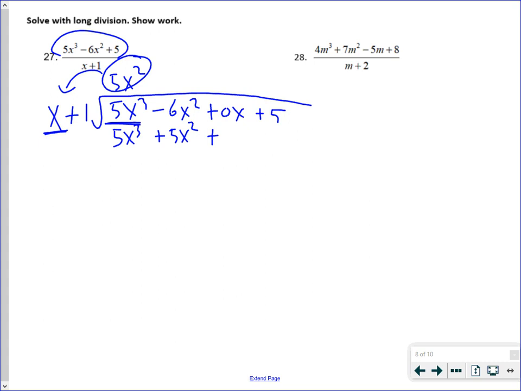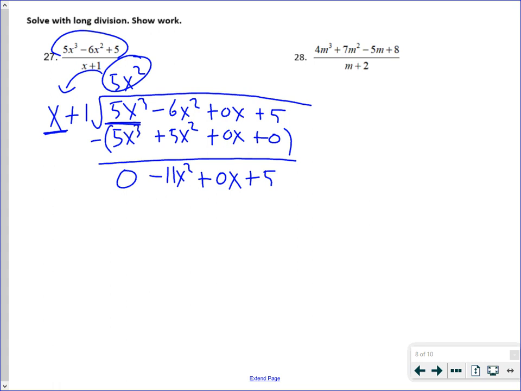And I personally just like to put in the placeholders underneath the other terms, just so I don't forget to bring it down. And we're going to minus the first polynomial with the second one. 5x cubed minus 5x cubed is 0. Negative 6x squared minus 5x squared is a negative 11x squared, right? We have negative 6, and we're taking away another 5. That's negative 11x squared. Then 0x minus 0x is 0x, and 5 minus 0 is just 5.